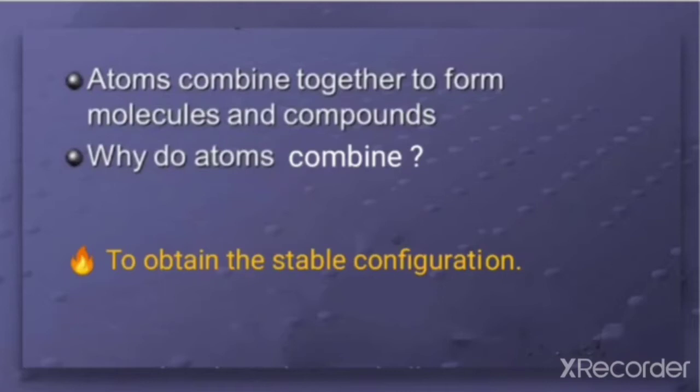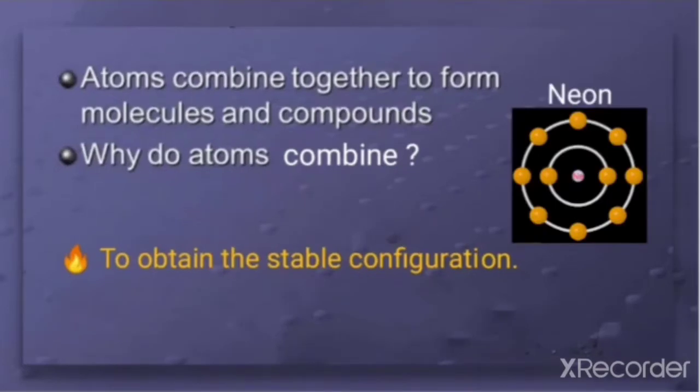What do you mean by stable configuration? The octet is complete. That means when the outermost shell is completely filled, it is called a stable configuration. For example, neon. Neon is a noble gas which has a fully filled outermost orbit. You can see in the outermost orbit the electrons are completely filled; that is, there are 8 electrons in the outermost shell. Therefore, it forms a stable configuration. So, atoms combine in order to obtain a stable configuration.